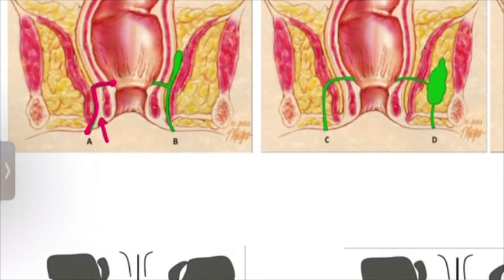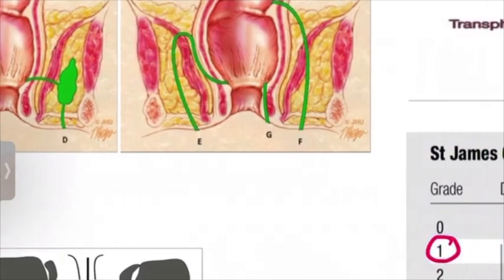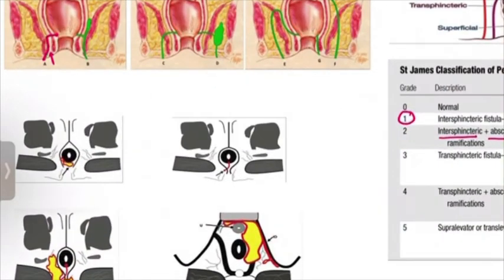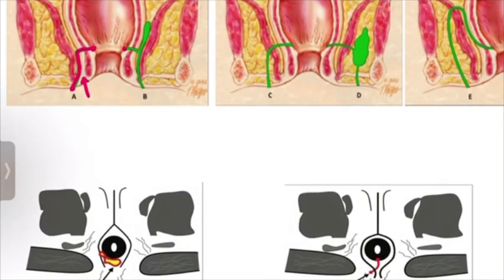The type 2 of this SJUH classification is type 1 plus an abscess or secondary tract in the intersphincteric space only. See, this is the intersphincteric fistula type 1 plus abscess or branching ramification, that too in the intersphincteric space. So see, this is the internal opening, this is the tract going through the intersphincteric space opening into the perianal skin, and it has a secondary tract or an abscess in the intersphincteric space. So this is type 2.